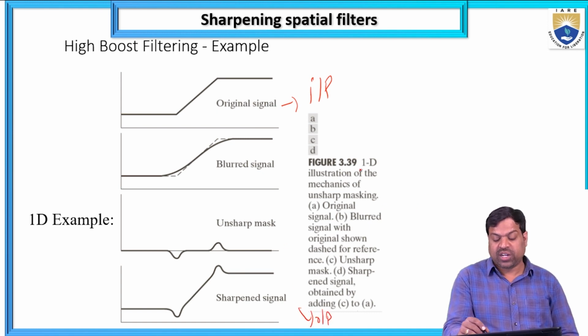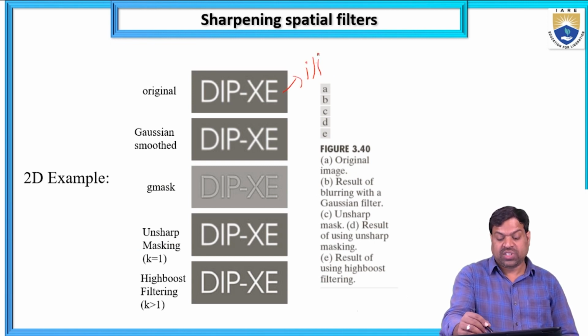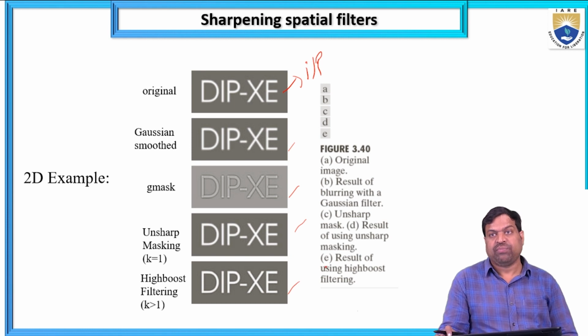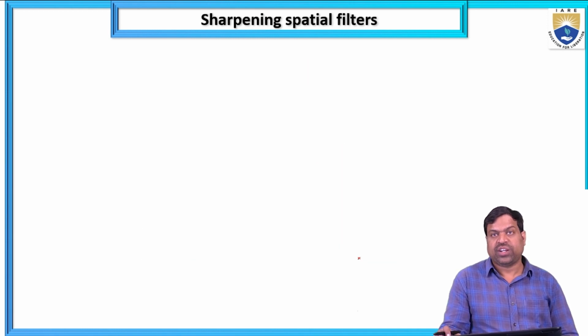So what does this mean? Here I am using a 1D example of the mechanics of unsharp masking: the original image with the blurred signal, the original as unsharp masking, sharpened. So the final is a sharpened output. It is one example of 2D. The first one is the input image, that is the original. The second one is the Gaussian smooth, G mask, unsharpening, and high boost filtering. Okay, it is the original image, the result of the blurred image, the unsharp image, the result of using unsharp, and the result of using high boost filtering.